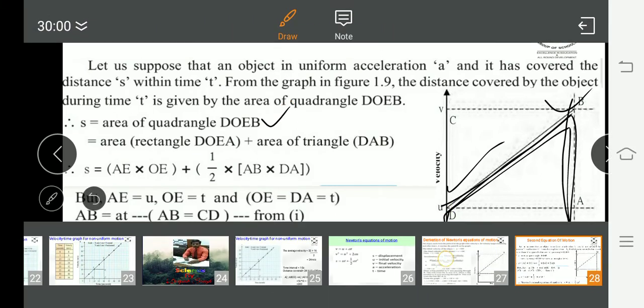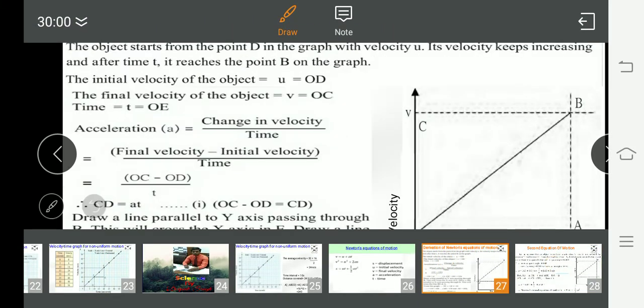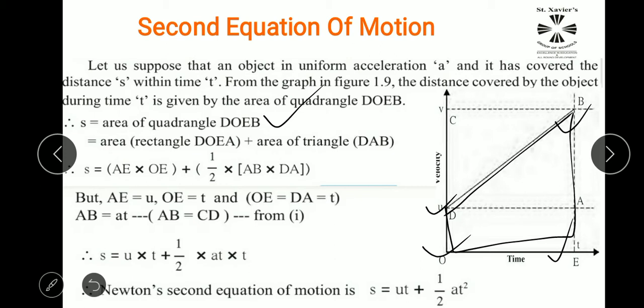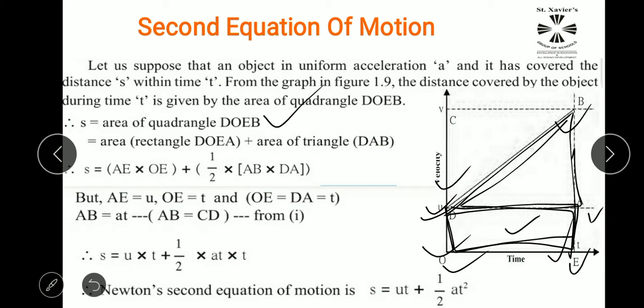So let us find the area of DOEB. This whole quadrilateral area we'll find. But area of this quadrilateral consists of two parts. One this rectangle plus one this triangle. So here rectangle is DOEA plus DAB. So here we are having triangle DAB and we are having rectangle DOEA.